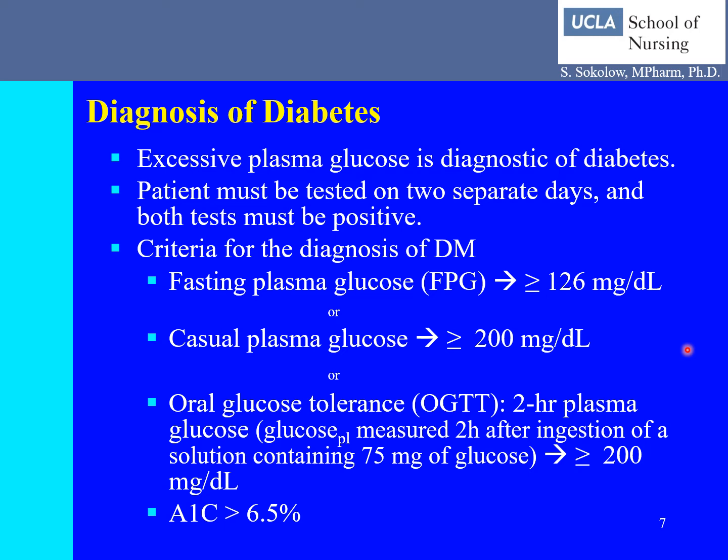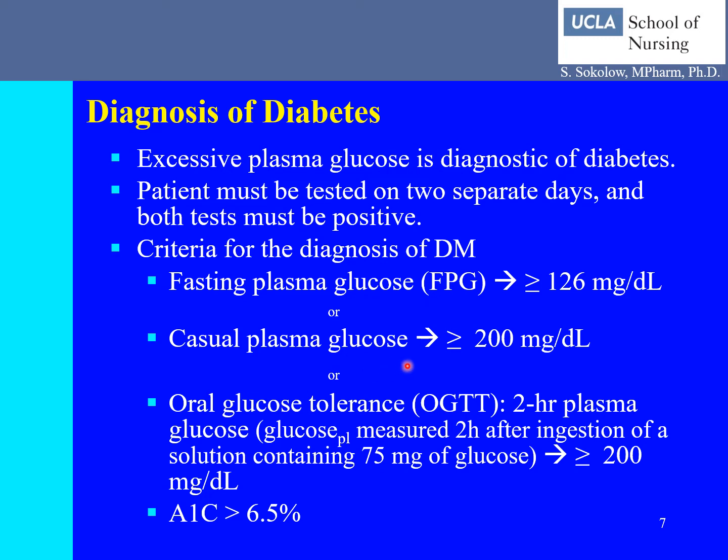So the diagnostic, of course, is to measure excessive plasma glucose, and in order to make the diagnosis, the patient must be tested on 2 separate days, and both tests must be positive. So it can be one of those 3. They can do the same test on 2 different days, or 2 different tests, but those 2 test results have to be above those values. So it can be either a fasting plasma glucose, and in that case, if the plasma glucose is over 126 milligram per deciliter, that would be a red flag.